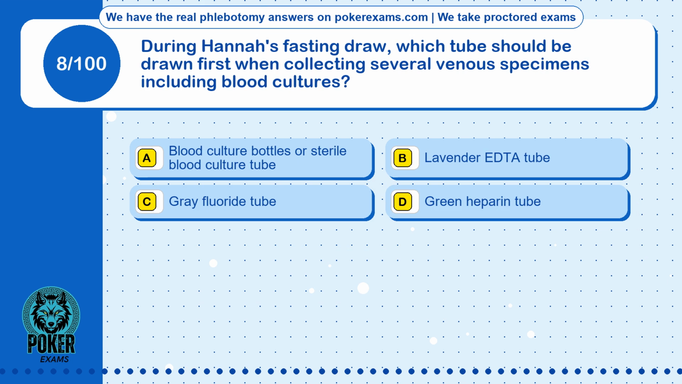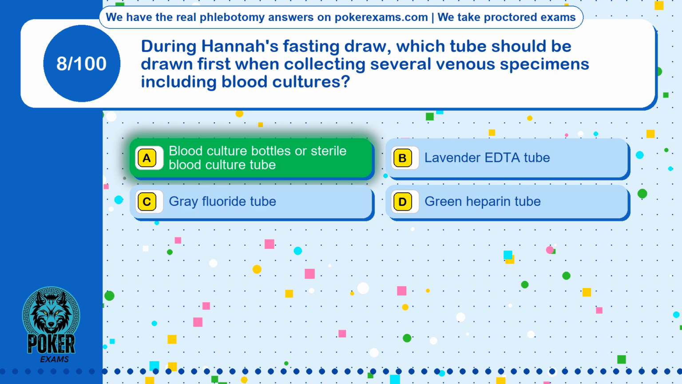Question 8. During Hannah's fasting draw, which tube should be drawn first when collecting several venous specimens including blood cultures? Option A. Blood culture bottles or sterile blood culture tube. Option B. Lavender EDTA tube. Option C. Gray fluoride tube. Option D. Green heparin tube.